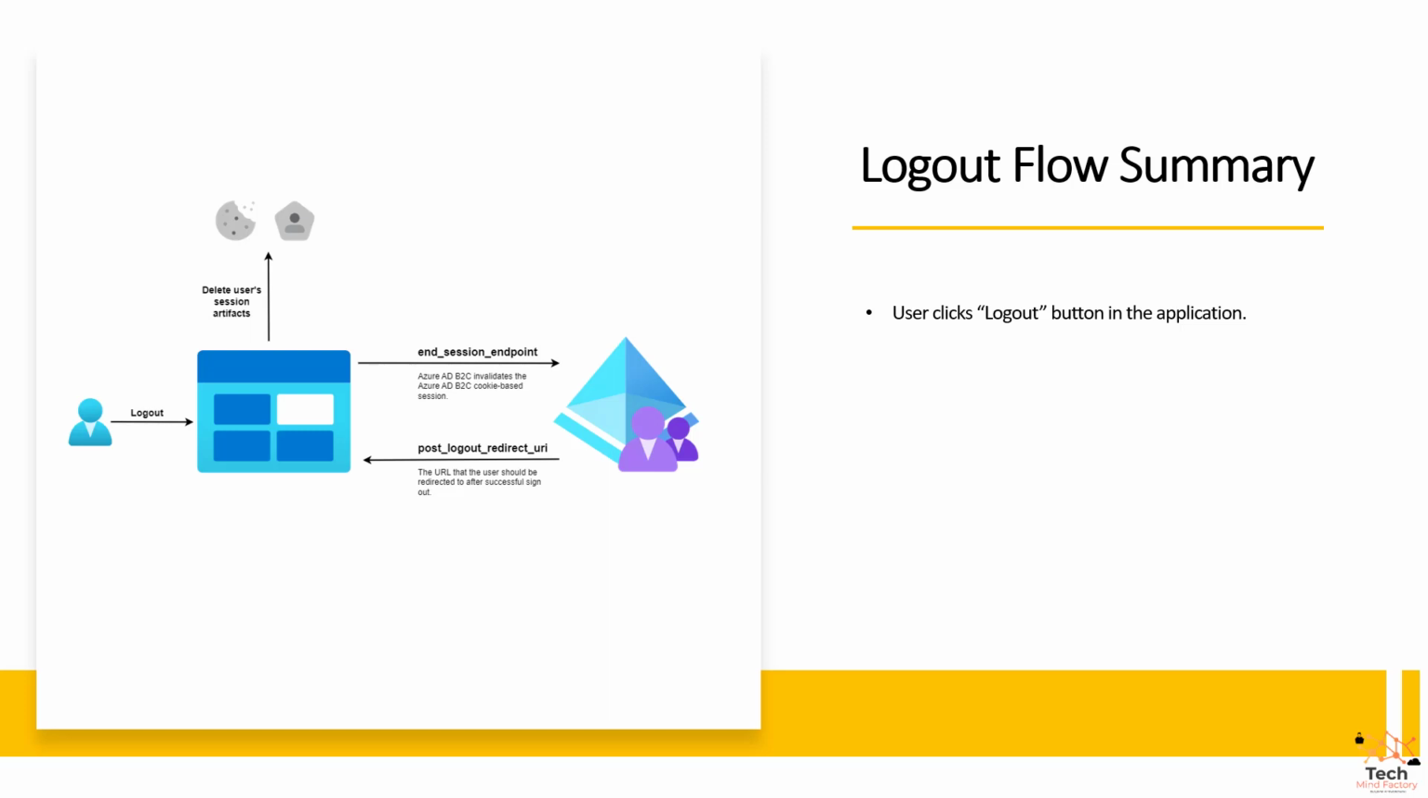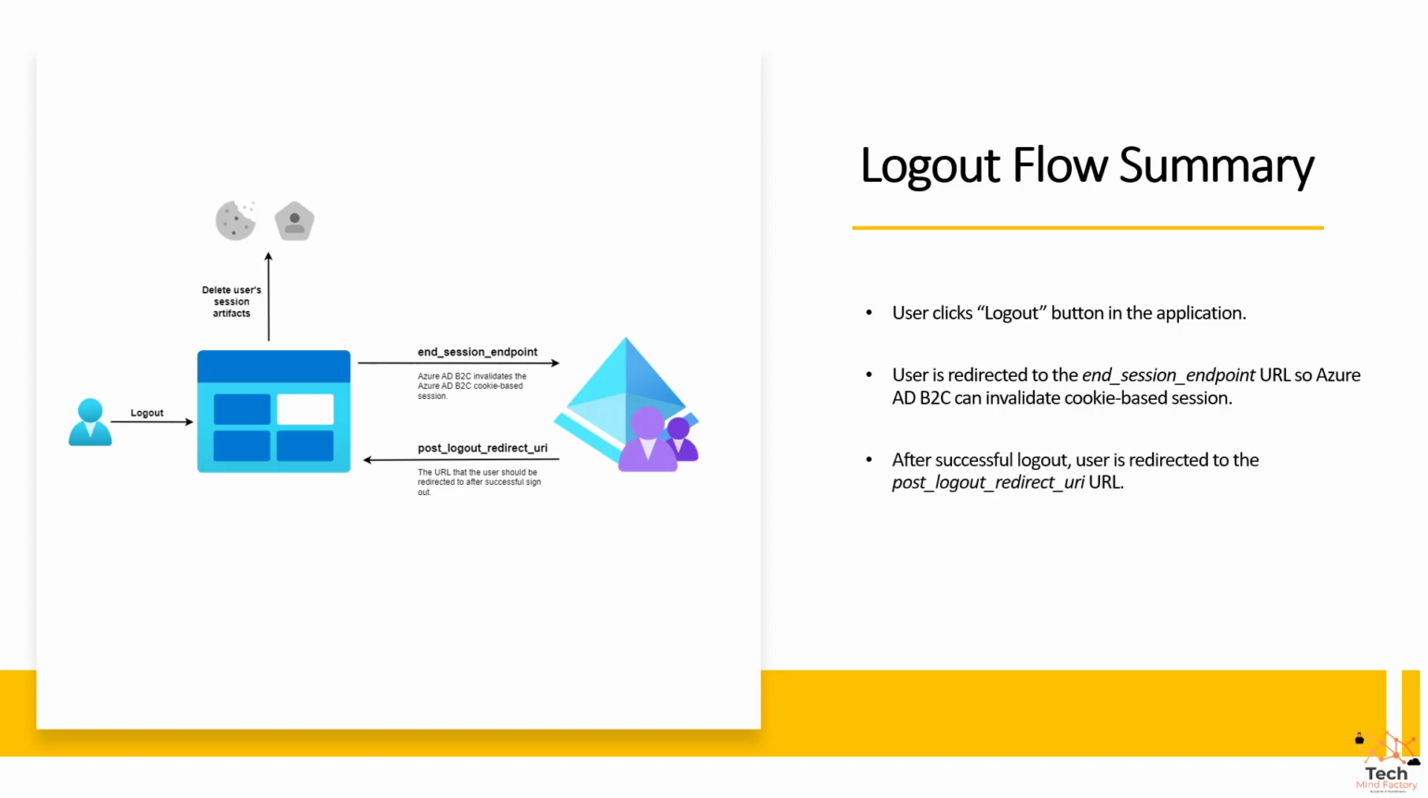The user clicks the logout button in the application. The user is redirected to the end session endpoint URL so Azure AD B2C can invalidate the cookie-based session. If you watched my previous video about single sign-out, you know that Azure AD B2C drops its own session cookie for the user under the specific B2C domain. So what will happen? Azure AD B2C can invalidate this cookie-based session, and obviously this cookie is deleted. After a successful logout, the user is redirected from B2C to the post-logout redirect URL.